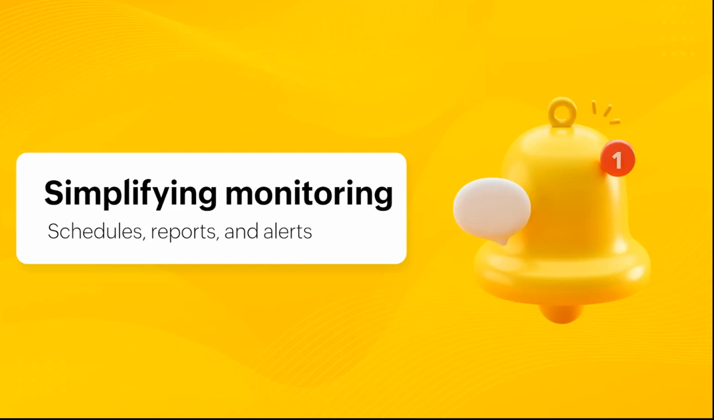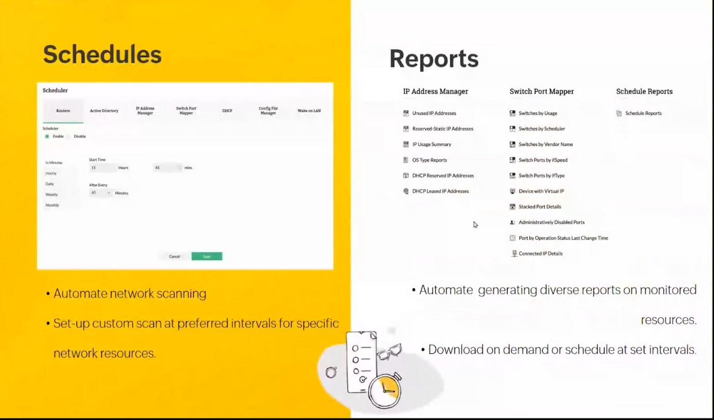Now, moving on to the next part of the training, which is schedules, reports, and alerts. And this will help you simplify network monitoring. Now, what exactly is the purpose of this scheduler? And why do you need this scheduling option? The straightforward answer is to automate network scanning and maintain real-time updates on IP addresses and MAC addresses.